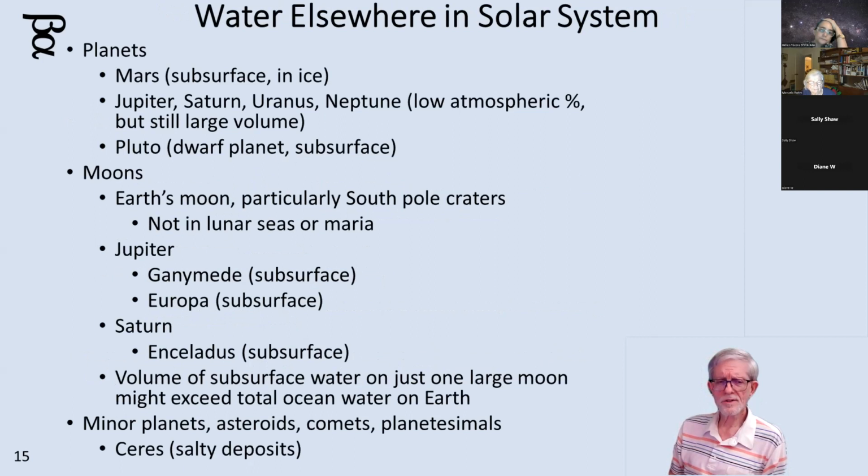So, water elsewhere in the solar system. The more we look at Mars, the more water we find on Mars, subsurface, in ice, at the poles. So what we once thought was a rather dry Mars is now becoming a wetter Mars. And the atmospheres of Jupiter, Saturn, Uranus, and Neptune have a very low percentage of their atmosphere that is water. But they're so huge that even a low percentage in their atmosphere is a large volume of water. But we're not going to get it out anytime soon.